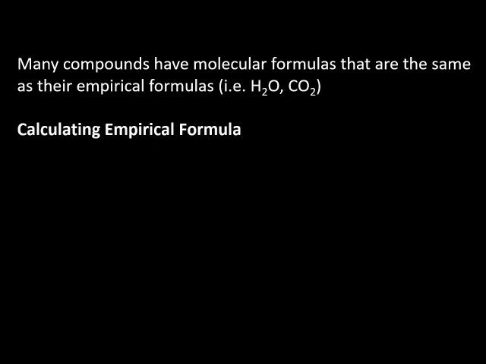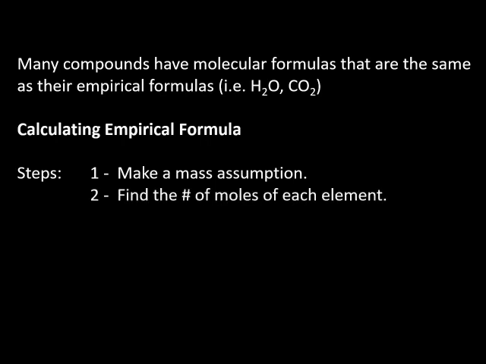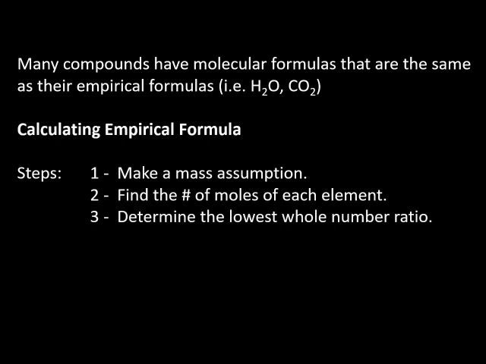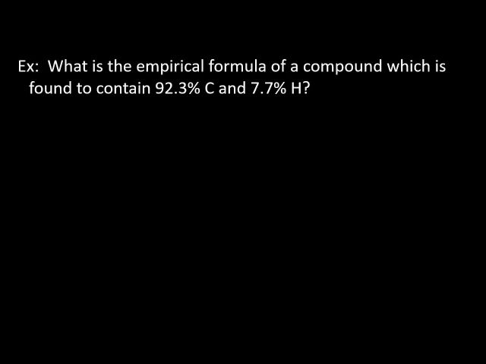One of the things that we need to be able to do is calculate the empirical formula. So the steps we go through are fairly straightforward. First, we make a mass assumption. Second, we take the number of moles of each of the elements, and then we determine the lowest whole number ratio. And that's going to be our empirical formula. So here's how this works with an example.